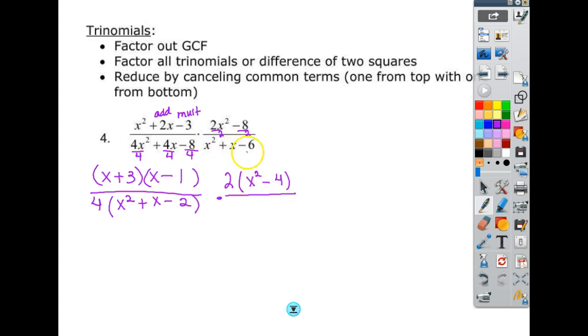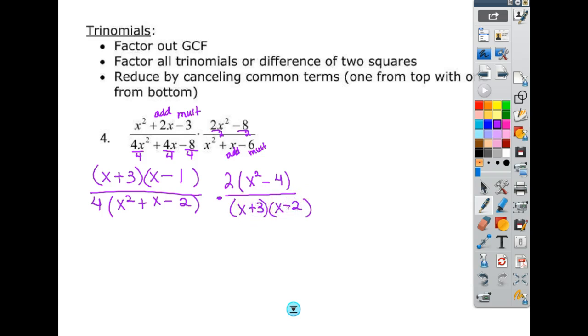And then this bottom one right here gets a little messy, so I encourage you to keep your work neat, because it can get messy if you let it. What multiplies to negative 6 and adds to 1? 3 and 2. 3 and 2 have a difference of 1. A positive 3 and a negative 2.